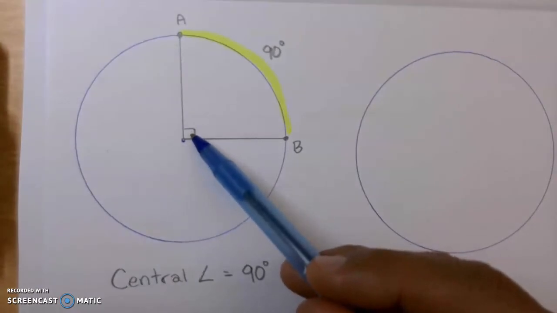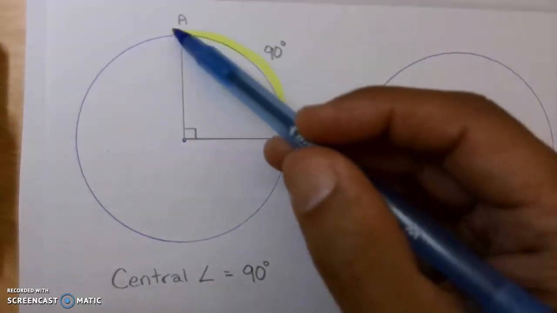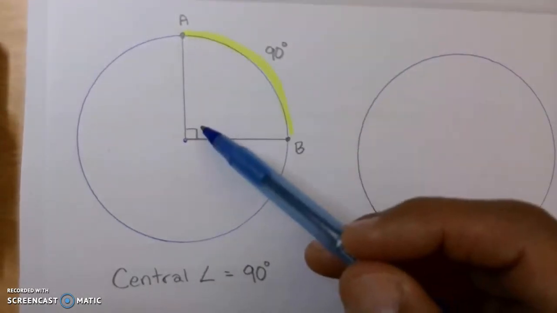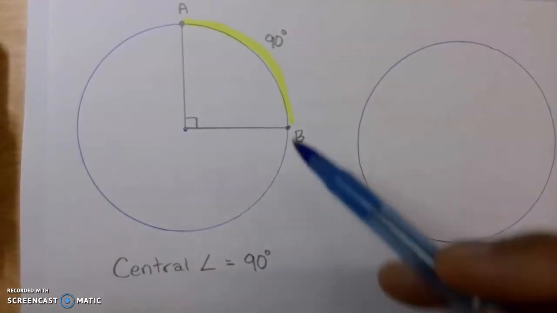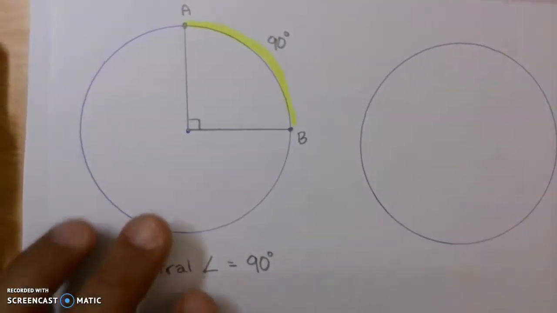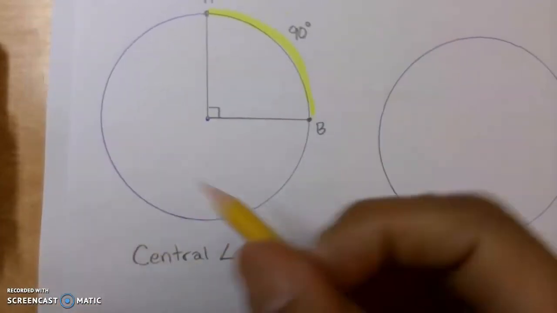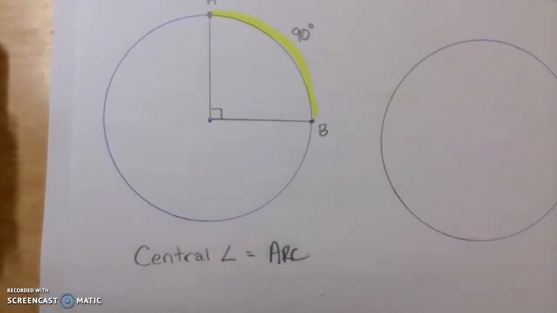This angle here, 90 degrees, hits an arc. This arc, which we will describe as an intercepted arc, is also 90 degrees. So the center angle is equal to the arc. I shouldn't just put 90 degrees. It could be equal to any degree, but in this particular one, it's equal to the arc.